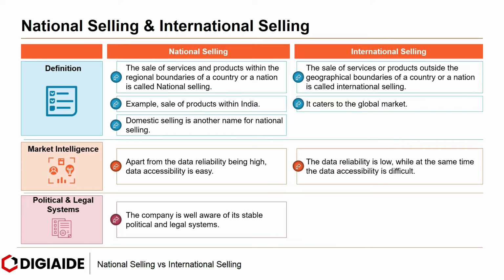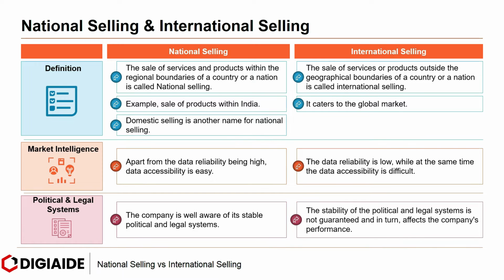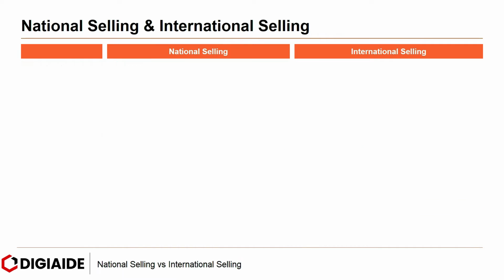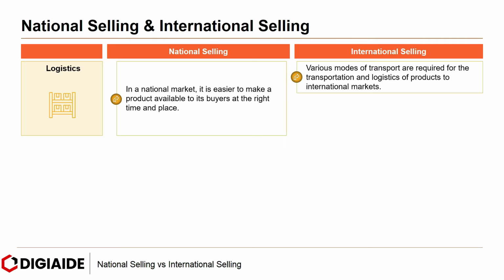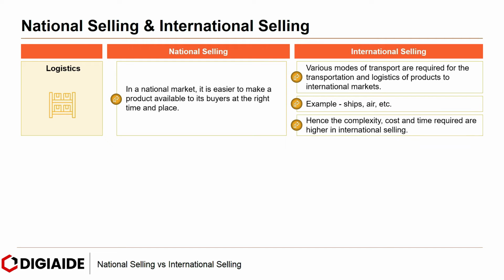Moving on, political and legal system. In national selling, the company is well aware of its stable political and legal system. Whereas, in international selling, the stability of the political and legal system is not guaranteed and in turn affects the company's performance. Next, logistics. In a national market, it is easier to make a product available to its buyers at the right time and the right place. Whereas, various modes of transport are required for the logistics of a product to international markets, for example, ship transport, air transport, etc. Hence, the complexity, cost and time required are higher in international selling.